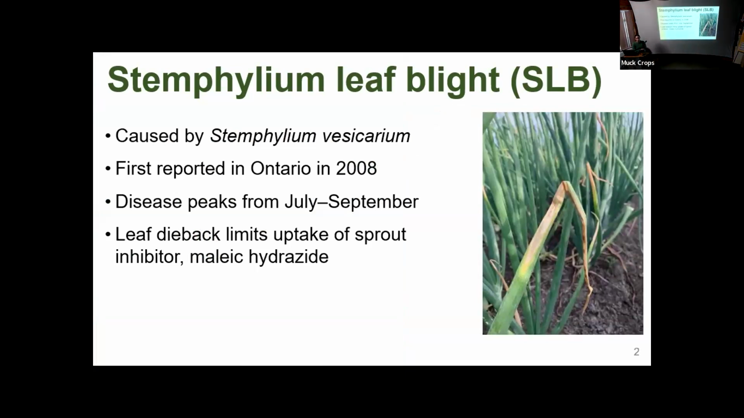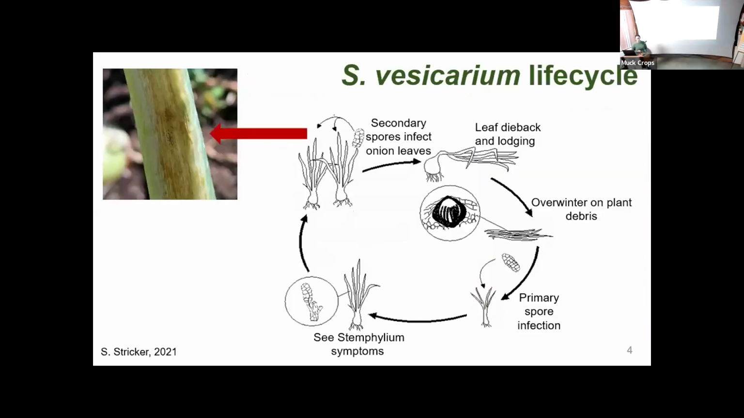So usually we start seeing symptoms of the disease around the beginning of June. And then we don't really see the disease start to become severe until later in July, and into August is when we see the most severe leaf dieback. So the biggest problem with this disease is that the leaf dieback occurs prematurely, and this can limit the uptake of the sprout inhibitor maleic hydrazide.